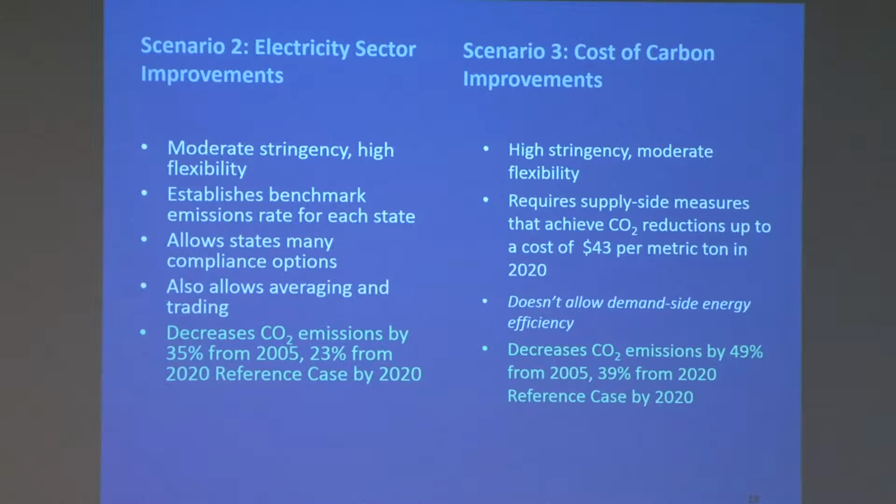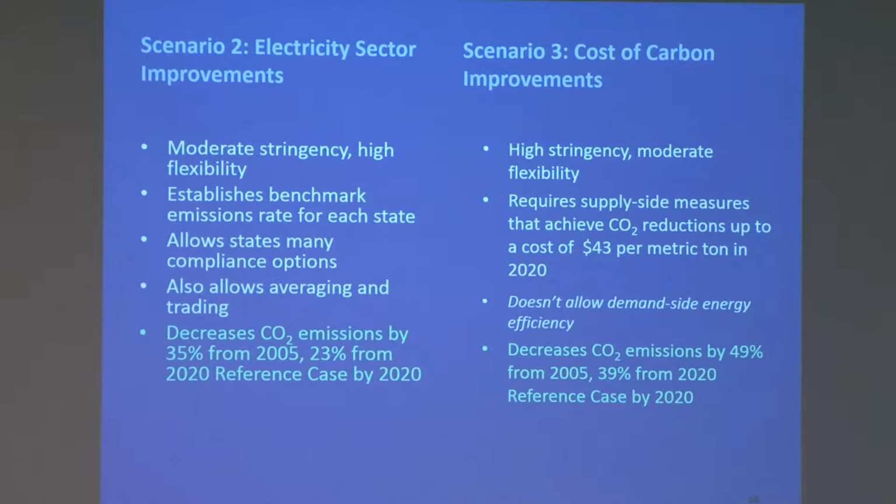The third scenario, as it turned out, and we didn't really know what was happening, is very similar to the actual Clean Power Plan. So we were extremely fortunate to come up with ideas similar to what the EPA came up with. This is a moderate stringency, high flexibility plan. There are benchmarks established for each state. It allows states many compliance options. There are incentives for energy efficiency. It allows for averaging and trading. And in this plan, the carbon dioxide decreases are projected to be 35% from 2005 values, and this is a 23% decrease from the reference case.